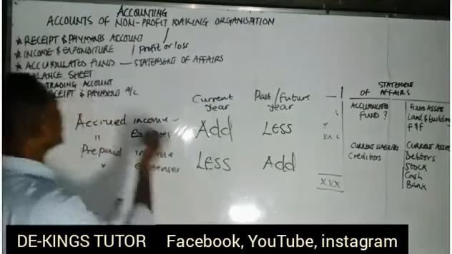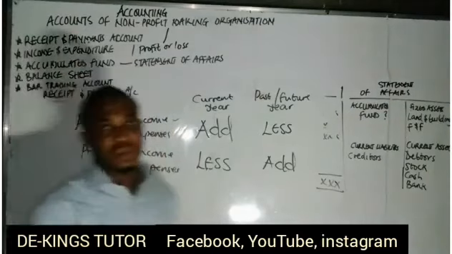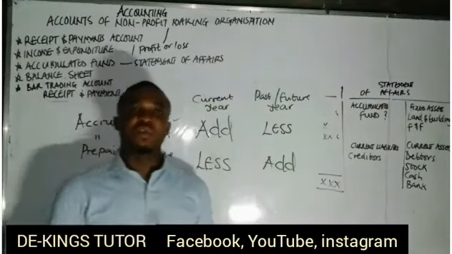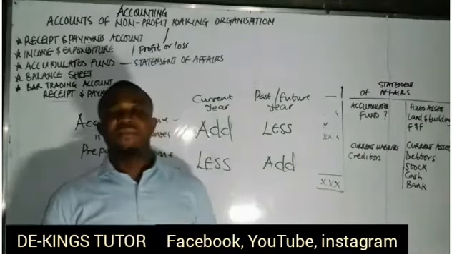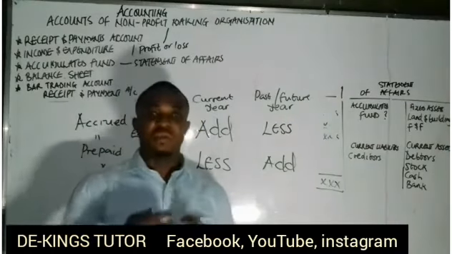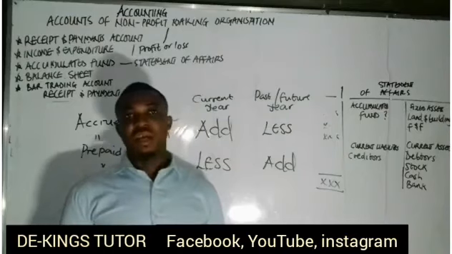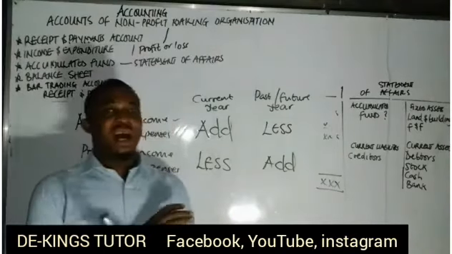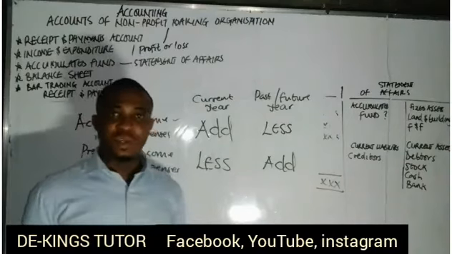Okay? So take cognizance of the receipt and payment. We've talked about the receipt and payment account. It has a similarity with the cash book. You debit what you receive and you credit what you pay. But in the receipt and payment account, accruals and prepayments will not be recorded there.